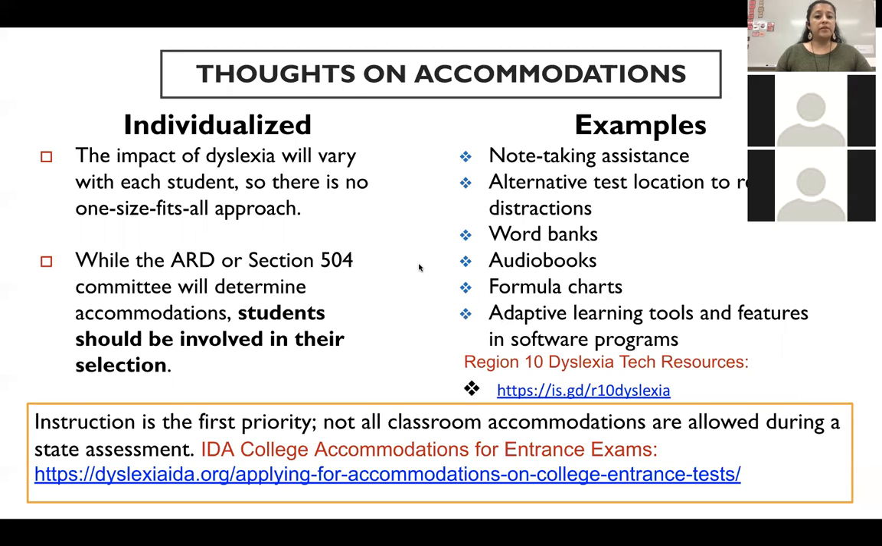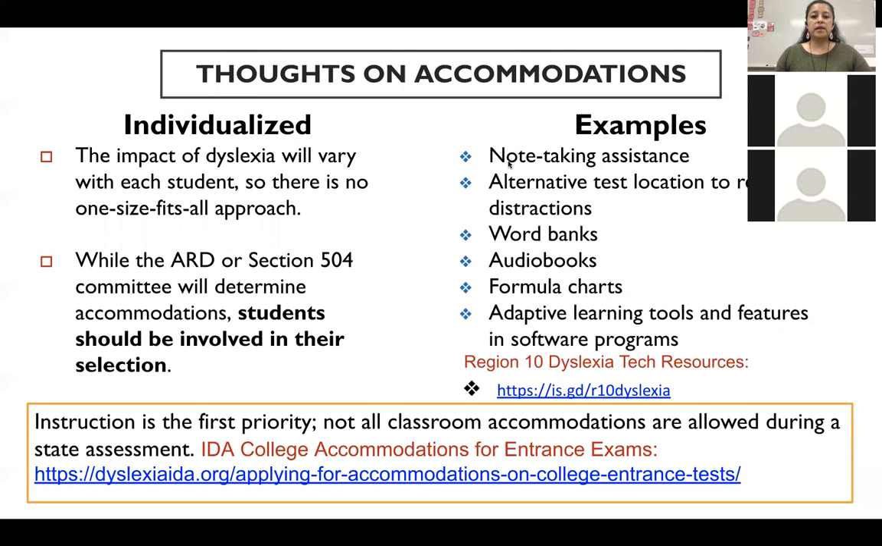I wanted to display the thoughts on accommodations here. They are individualized, because the impact of dyslexia will vary with each student. So there's no one way of giving accommodations because everybody is different. Also, the majority of them are in 504, not in special ed with the ARD, but we do a committee and determine what type of accommodations they need, and whether they should be involved in any of these instructional accommodations or the STAAR.